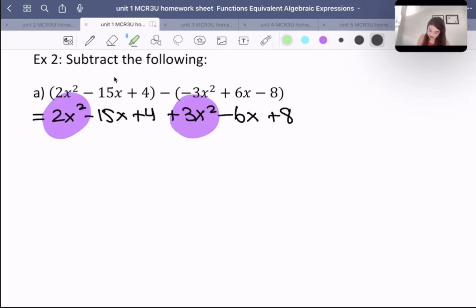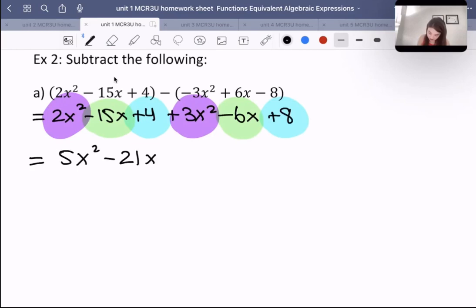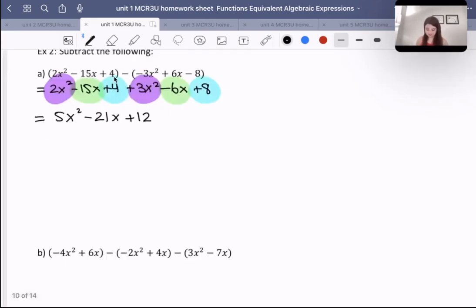So we have these x squareds, we have the x's, we have the constants. So let's first add our purples, so our terms with x squared that are degree 2. We get 5x squared, then here we get minus 21x, and then here we get plus 12. Very good.